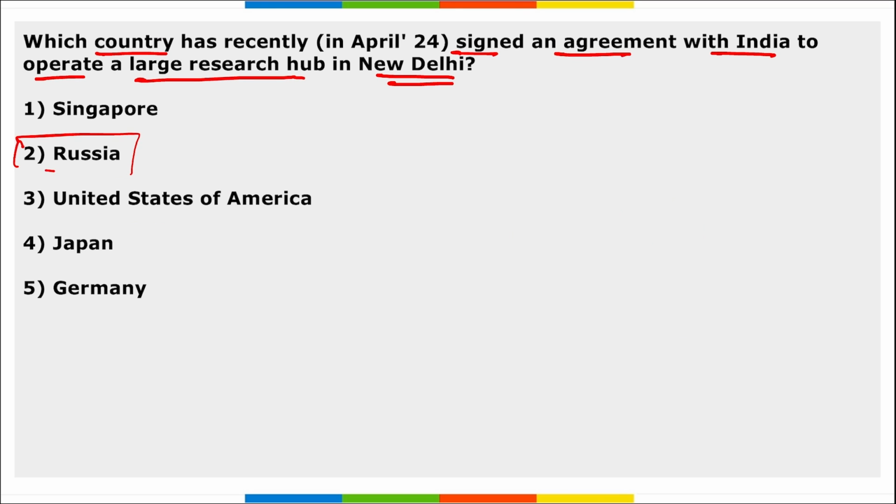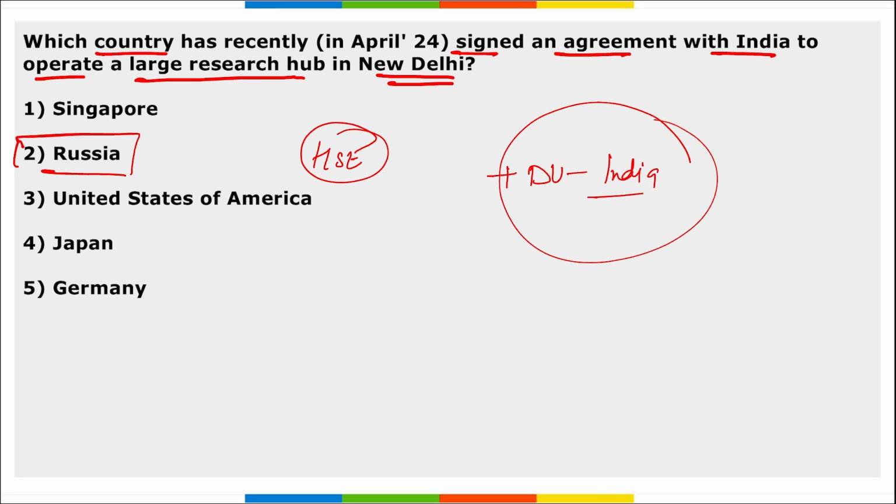So it is Russia, right? Russia has officially, and in Russia too, it is your HSE University, correct? A public research university in St. Petersburg, Russia. They and Delhi University of India have recently signed an agreement on strategic cooperation and joint actions. Under this, HSE University will also be setting up a campus in Delhi University, and with this they will be promoting research and development.